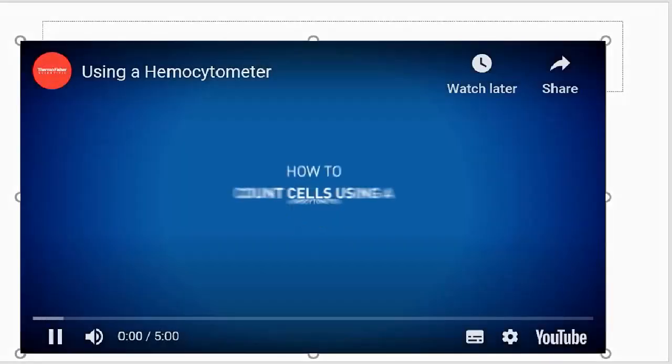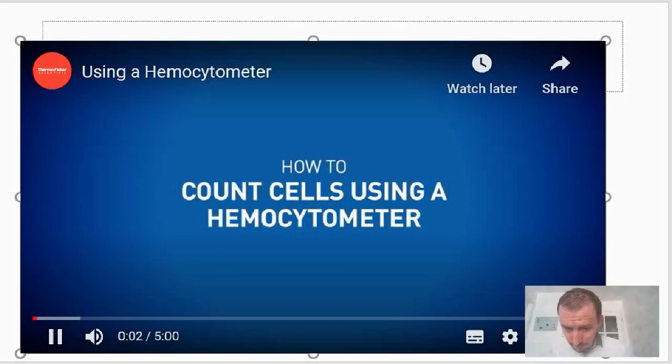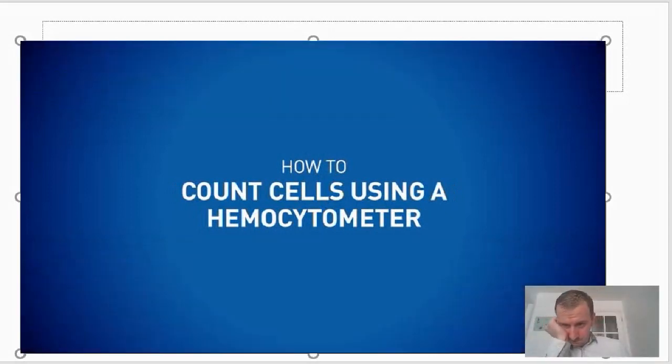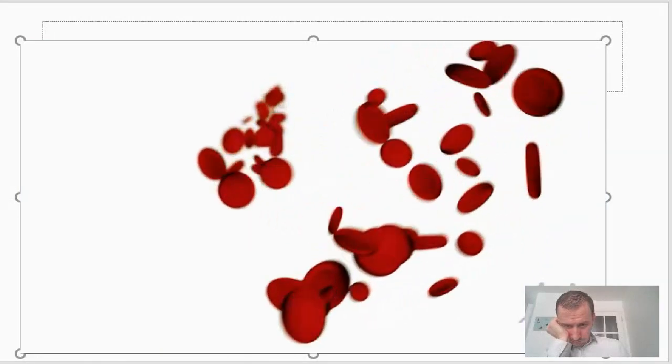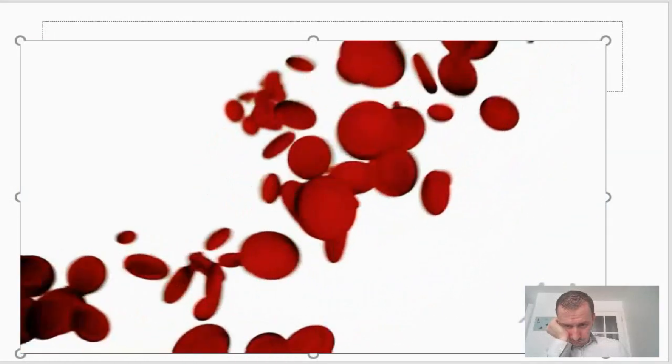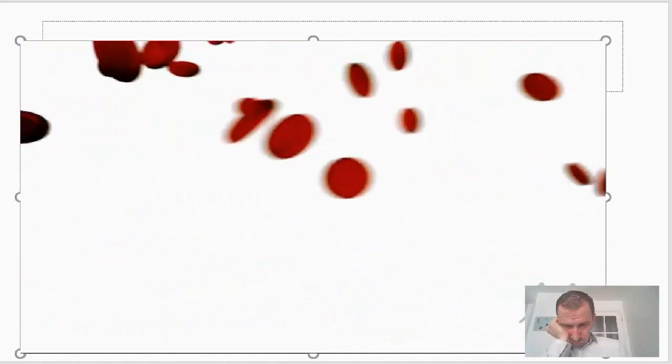Okay. In this video, you'll see how to use a hemocytometer to get an accurate cell count and how to convert this data into usable cell density and viability information. The hemocytometer was originally developed for counting blood cells. Today, it is used to count many other cell types as well.